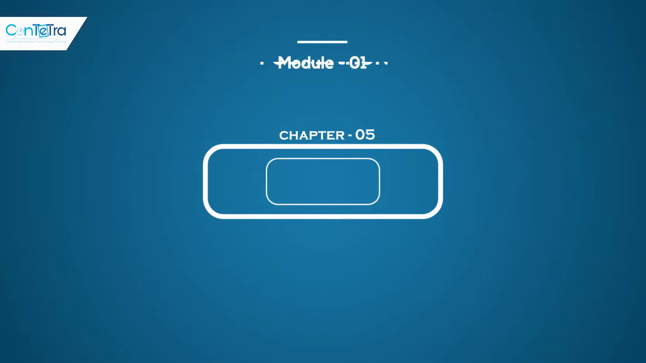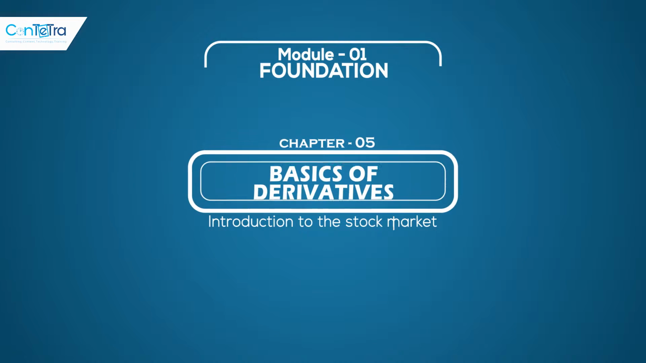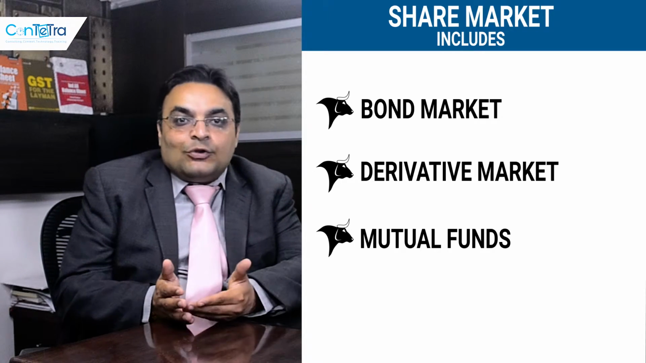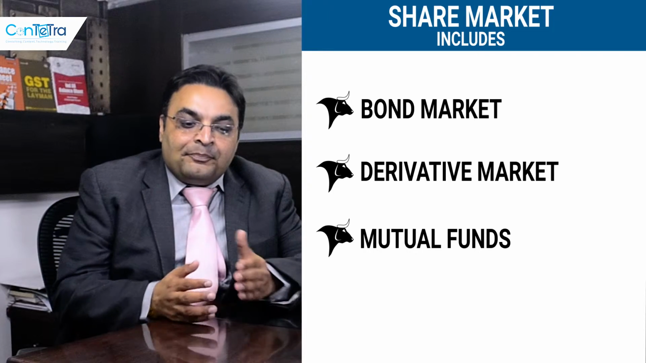Welcome to chapter 5. Let's understand what other types of instruments are traded on the stock market, or rather what are the types of markets other than stock markets. Because many times when we say share market, we use the term very loosely. It includes bond markets, derivative markets, mutual funds, etc. So let's try and understand the latest development.